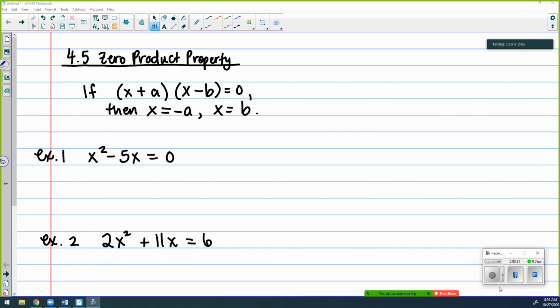So go ahead and copy down the definition of the zero product property. If the quantity x plus a times the quantity x minus b is equal to 0, then x is equal to negative a and x is equal to positive b.